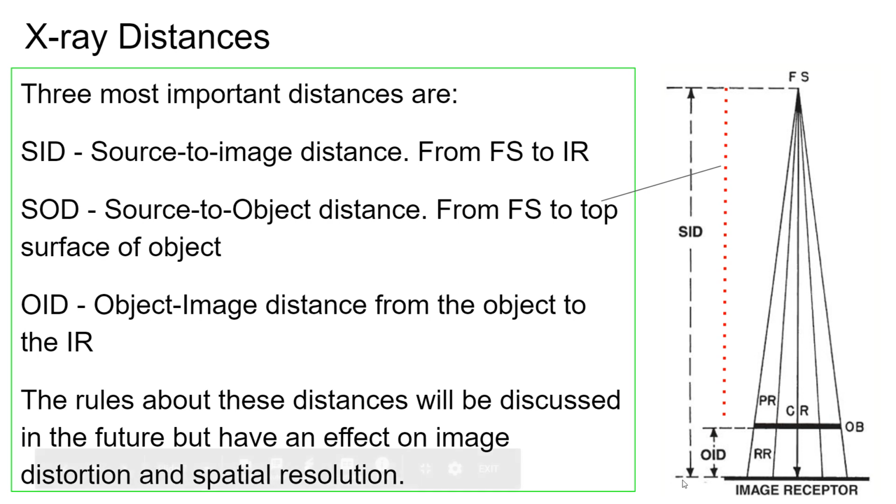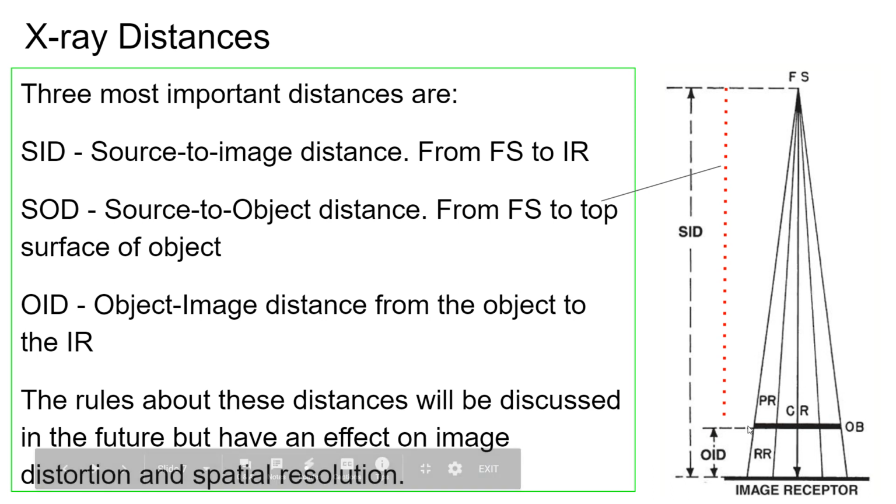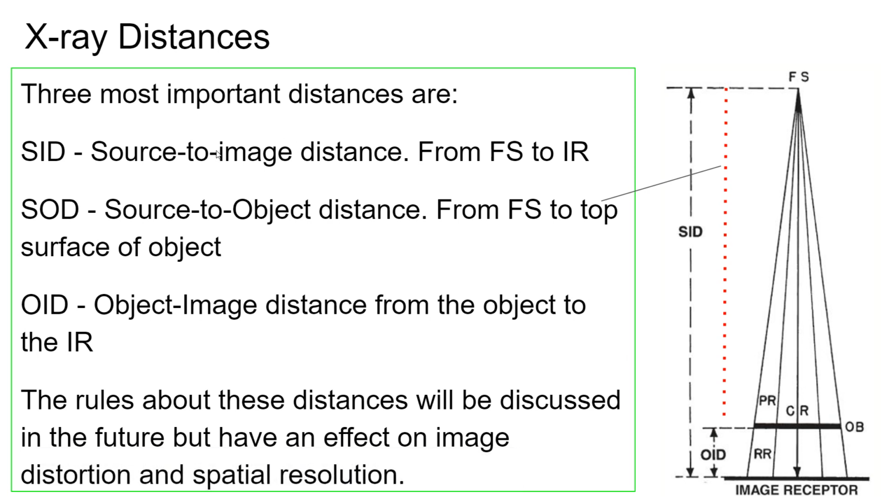The SOD is a little weird. In fact, they didn't even have it on here. I had to put it there myself. The SOD starts in the same place as the SID, but it goes down to the patient, to the object that they label OB. But imagine this is the patient. So it's their hand or it's their abdomen, whatever it is, the SOD. It's the source to object distance. Go here. I'm saying it, but I'm pointing in the wrong place.